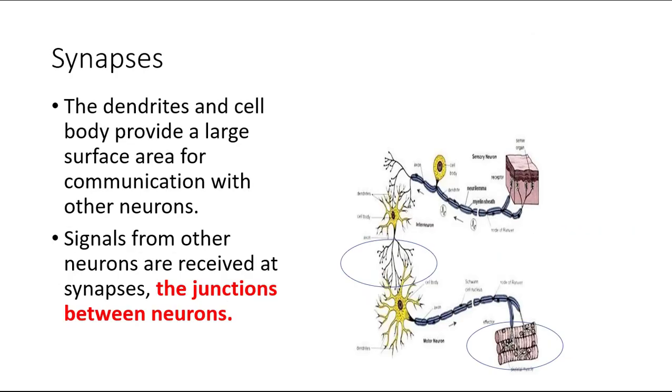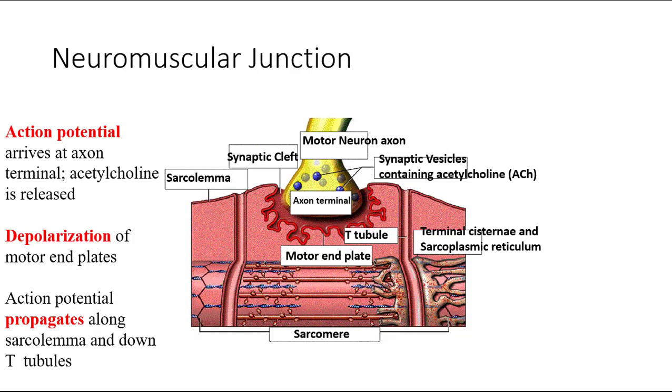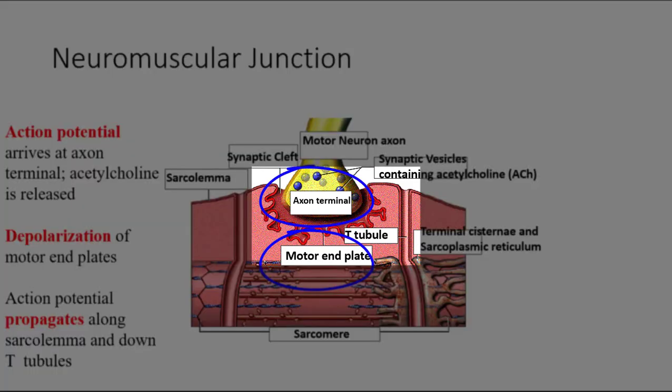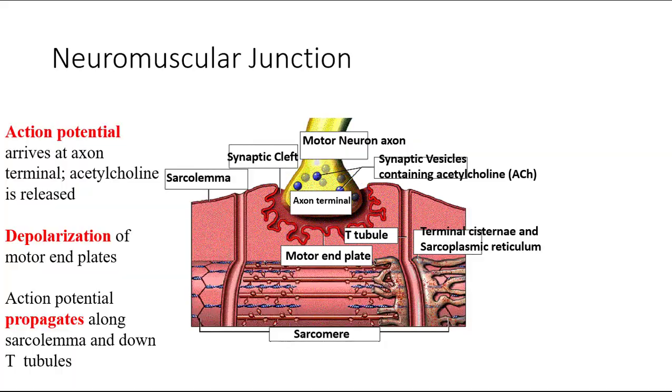Synapses: the dendrites and cell body provide a large surface area for communication with other neurons. Signals from other neurons are received at synapses, the junctions between neurons. The synaptic cleft is part of a synapse. A synaptic cleft is a space that separates two neurons. It forms a junction between two or more neurons and helps the nerve impulse pass from one neuron to the other. In this case, it is a junction between the axon terminal and the motor end plate.